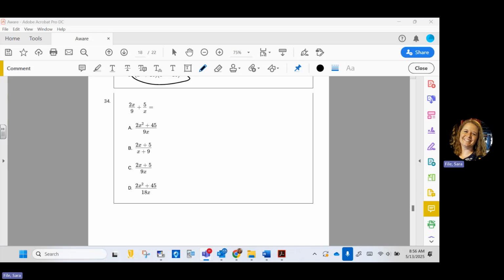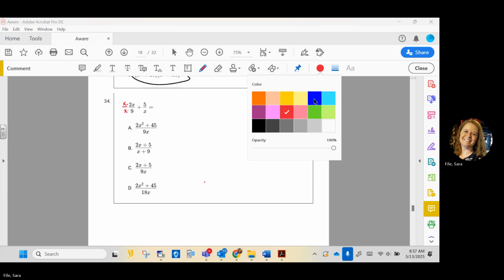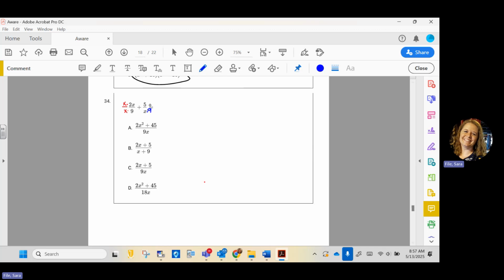So we're on number 34 here. We're adding two rational expressions, so we need to get a common denominator. Remember, you can multiply the denominators by each other. So this one gets multiplied by x, and this one gets multiplied by 9. But what you do to the denominator, you have to do to the numerator.